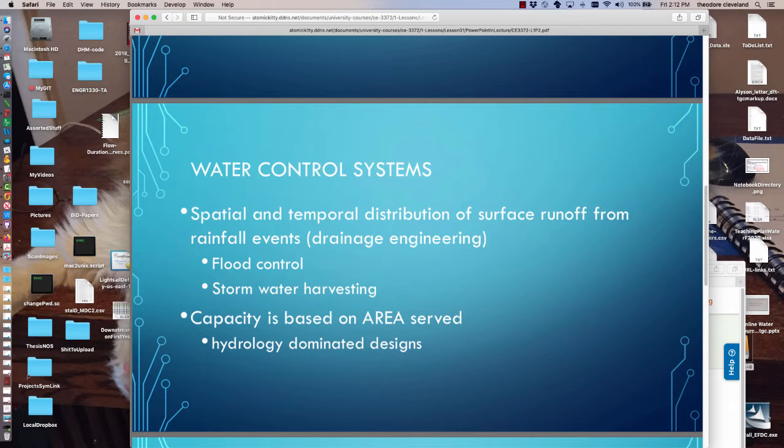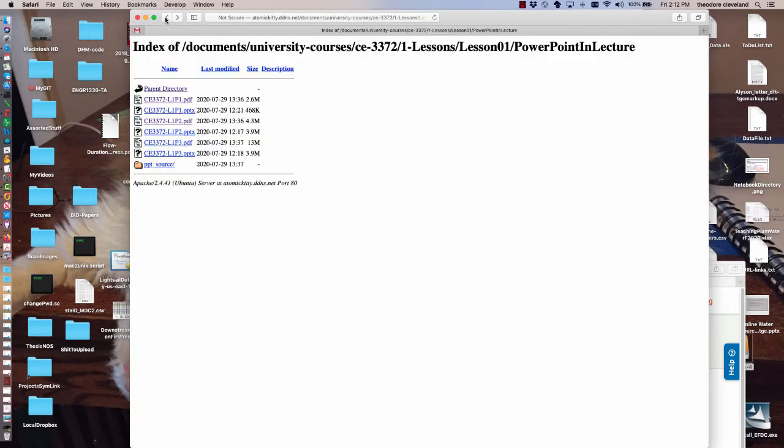So flood control systems, storm water control systems are clearly in the water control category. Stormwater harvesting, which actually most of our surface drinking water is at some scale stormwater harvesting, but here it's a control system. And the main technological metric on sizing them is based on the area that has to be served. So the larger the area, the greater the quantity of water that has to be controlled. Let's go take a look at some of the readings and see if we can learn anything from that.